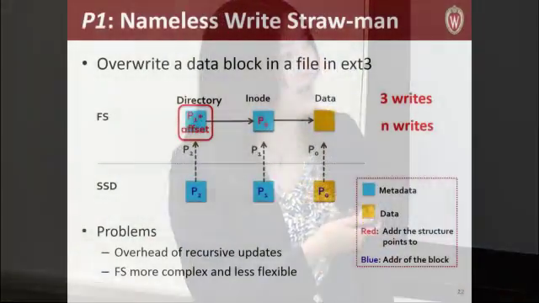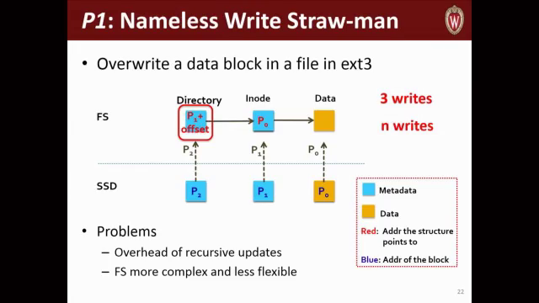Another problem is that with only nameless writes, the file system becomes more complex. Originally, the inode could be pointed to by the inode number. Now we need the physical block address of the inode block and the offset of the inode within that block together to point to the inode. Also, we need a different technique to locate the root directory block.